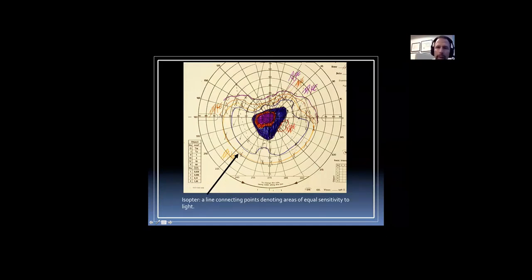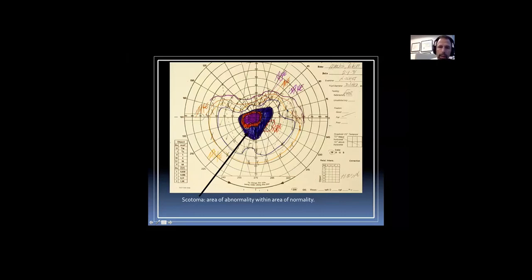And then when there is a scotoma, and a scotoma simply is defined as an area of abnormality within an area of normality, here you can see that in the purple, right in the center here, there's this purple spot. That means the patient could not see the biggest, brightest stimulus. Although they could see it out to the side, they could not see it in here. So there is a scotoma. And the smaller the stimulus, the bigger the scotoma, which makes sense.